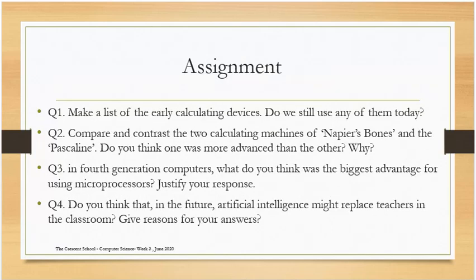Assignment. Question number 1. Make a list of the early calculating devices. Do we still use any of them today? Number 2. Compare and contrast the two calculating machines, Napier's bones and the Pascaline. Do you think one was more advanced than the other?